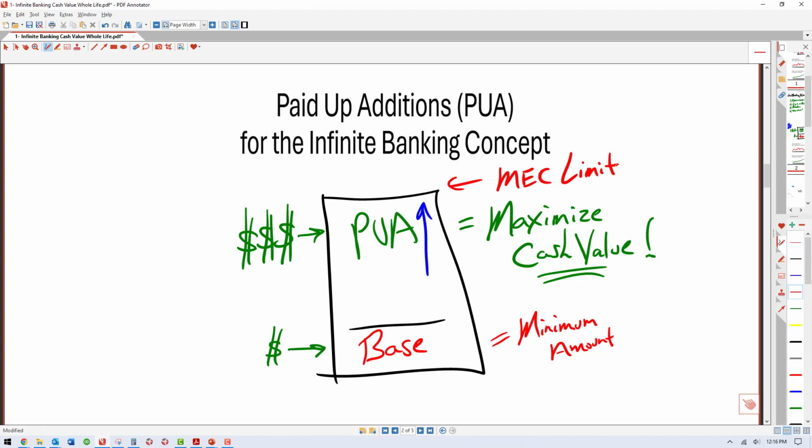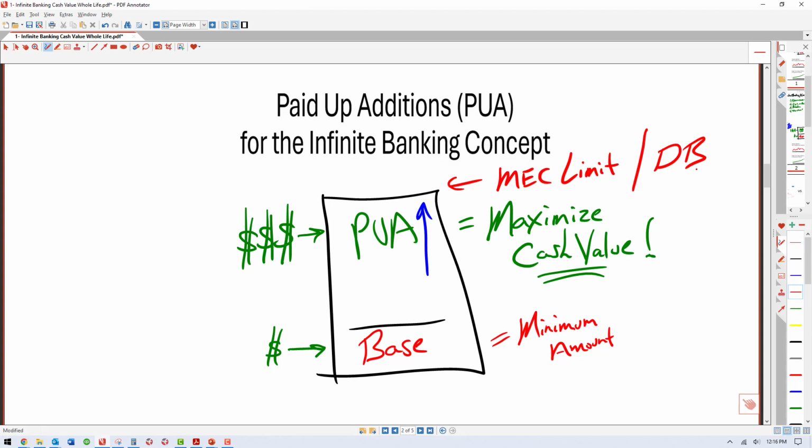As long as you meet some criteria of not crossing the MEC limit, funding a policy at least 7 years, and keeping the policy in force until you pass away, all the gains, all the cash value growth, I teach you how to use all that money 100% tax-free. And the MEC limit is directly tied to the death benefit.